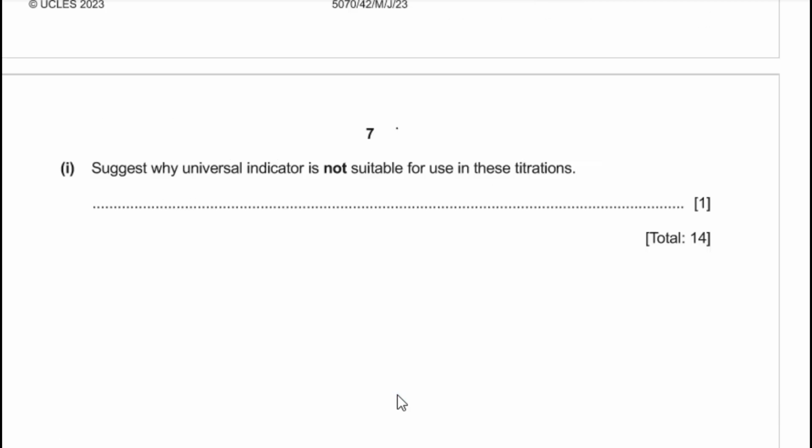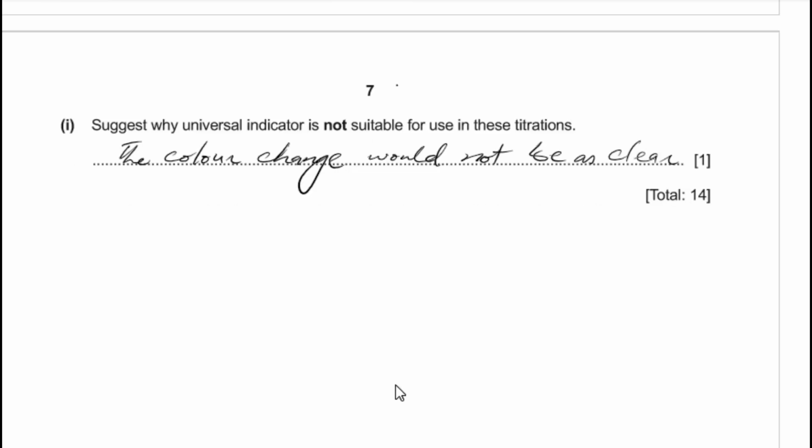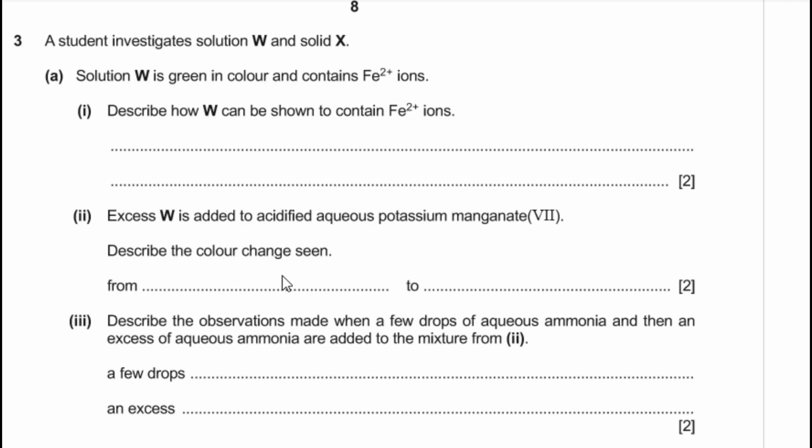Explain why universal indicator is not suitable for use in this titration. The color change in universal indicator may not be evident, so we can write that the color change would not be as clear.